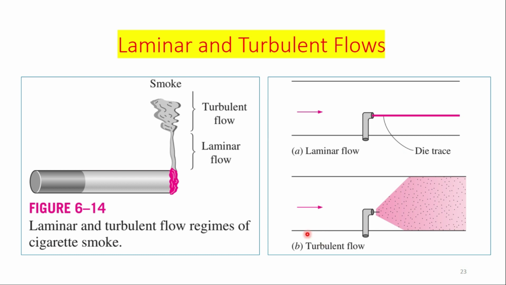Whereas if we have another pipe, and the fluid is moving from left to right, and if we introduce a particular color in this pipe and see that the color spreads in all directions, we can say that the fluid in this pipe is in the turbulent region. So we can easily identify between laminar flow and turbulent flow.